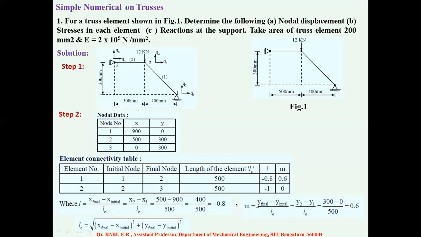Similarly, go for M. So y of final minus y of initial divided by the length of the element. The final node is 3, the initial node is 2. So y3 minus y2 divided by the length of the element. So y3 is how much? 300 minus y2, which is 300. So it is 0. 0 by anything becomes 0. So this is the way of finding the direction cosines L and M.